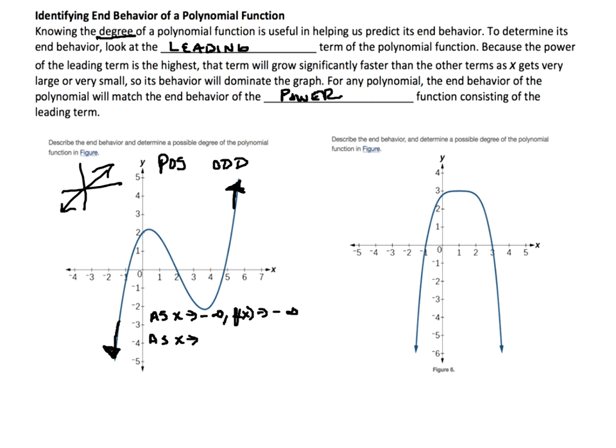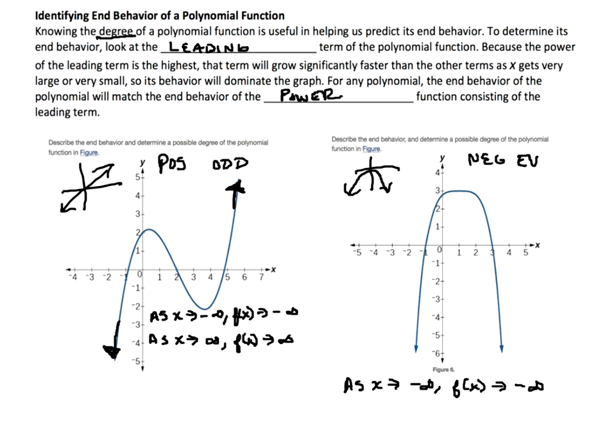As x approaches positive infinity, f of x also approaches positive infinity. And here on the right, we have a negative even. It follows the same tail end behaviors as our negative quadratic. And to say that mathematically, we say as x approaches negative infinity, f of x approaches negative infinity. As x approaches positive infinity, f of x approaches negative infinity. So tails down there.